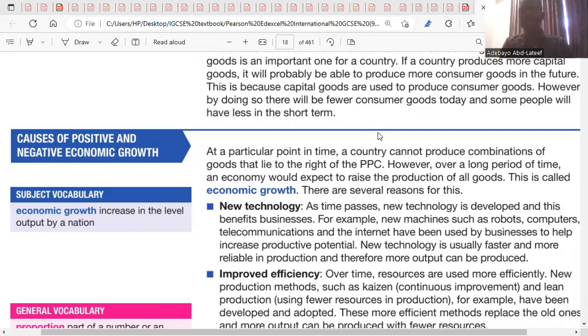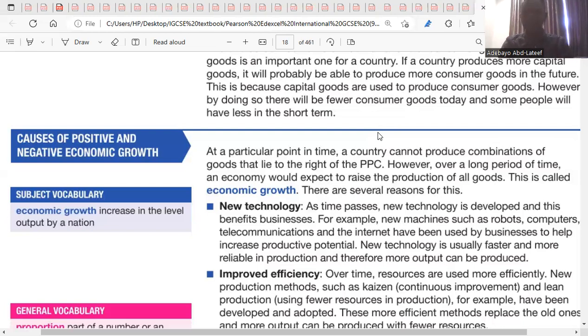They said that at a particular point in time, a country cannot produce combinations of goods that lie to the right of the PPC. However, over a long period of time, an economy would expect to raise the production of all goods. This is called economic growth. We said it already: an increase in the country's production capacity is economic growth. But we have to keep in mind that it is not possible for an economy to produce the same level of output for different products. Okay, so there are several reasons for this.